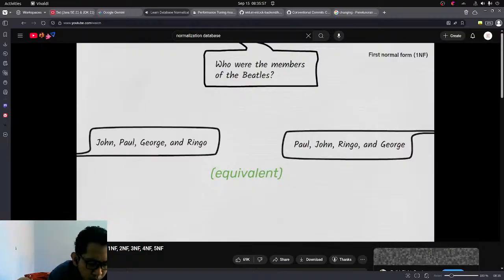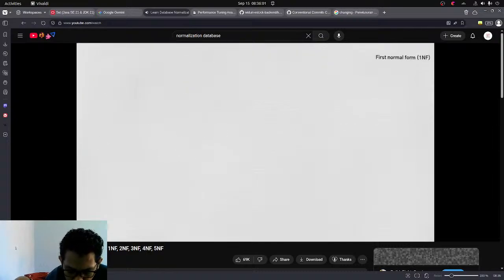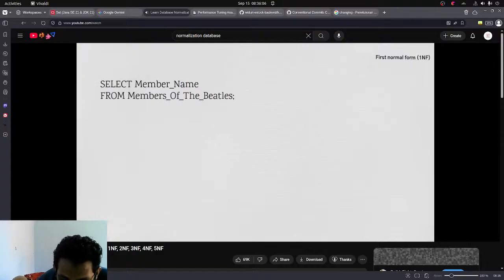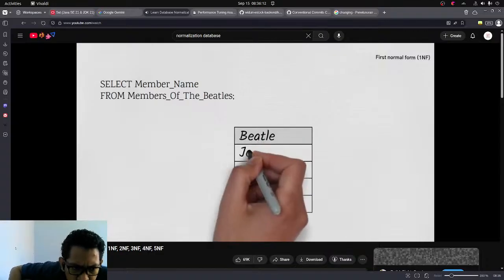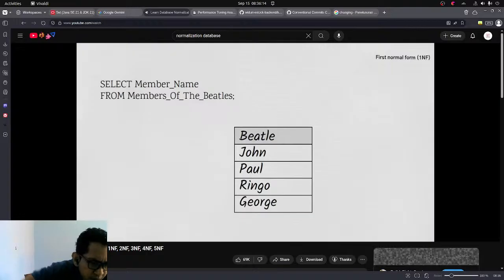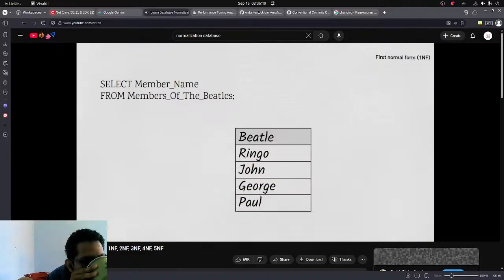When it comes to relational databases, the same principle applies. Let's record the names of the Beatles in a table, and then let's ask the database to return those names back to us. The results will get returned to us in an arbitrary order. For example, they might get returned like this, or like this, or in any other order. There is no right order.